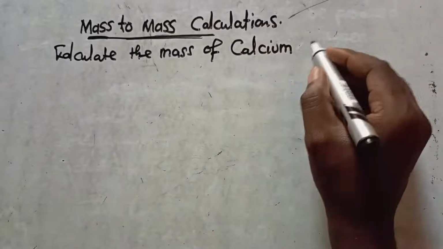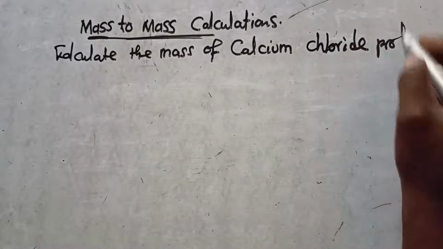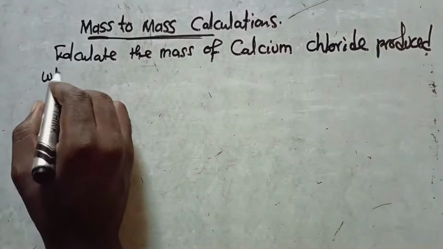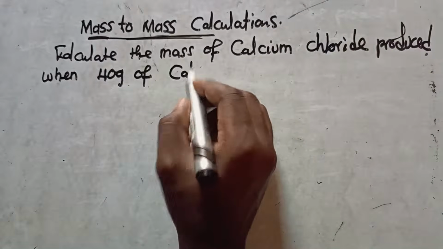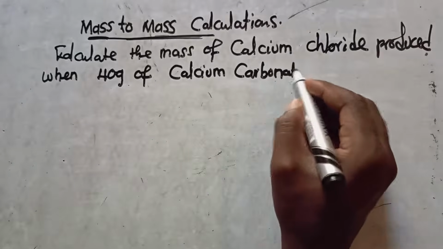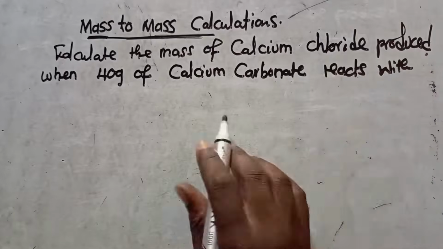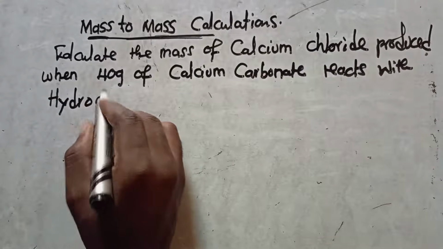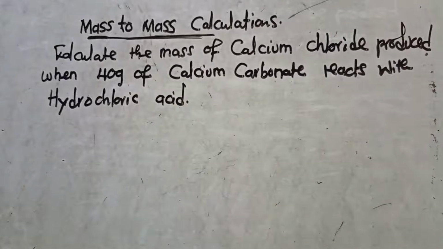Calculate the mass of calcium chloride produced when 40 grams of calcium carbonate reacts with hydrochloric acid. This is the question that is given.